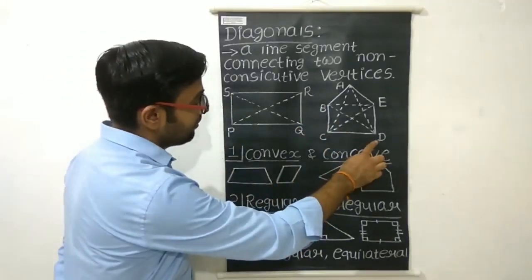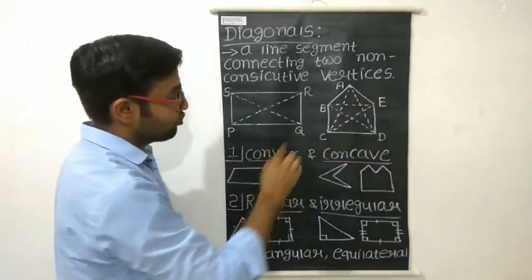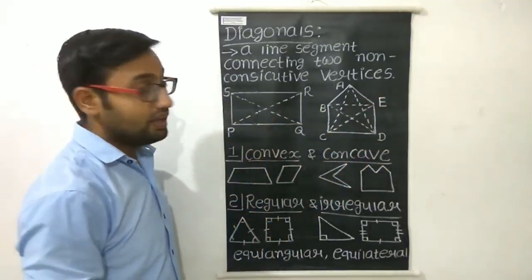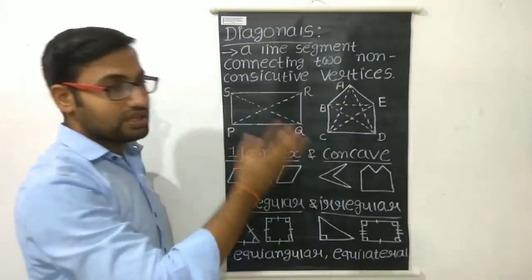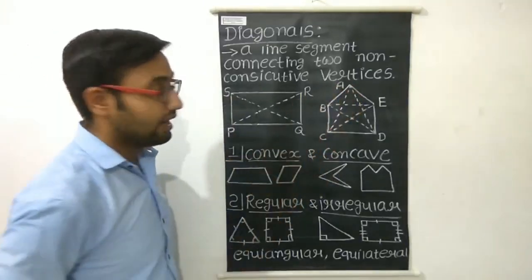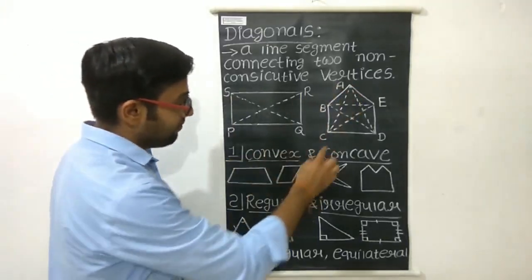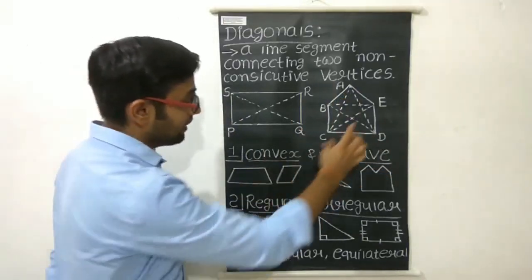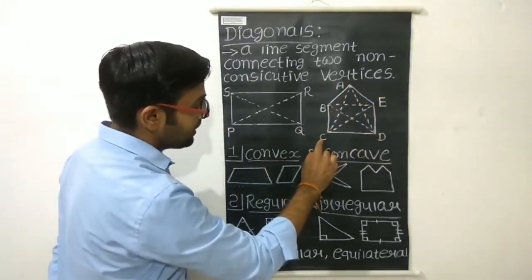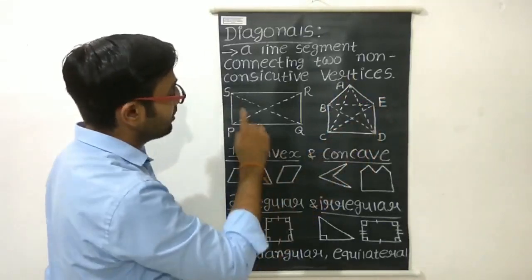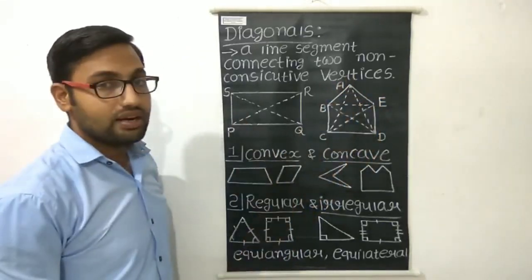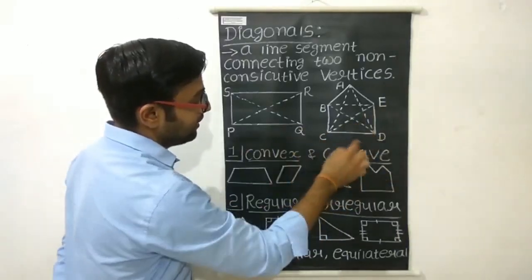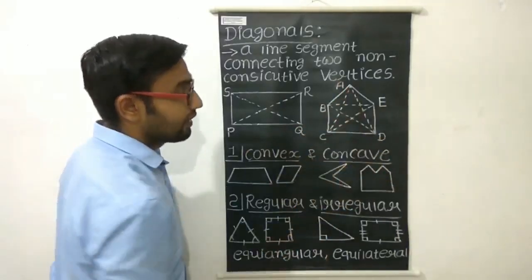In the same way, we can select E also. So by joining B and E, we get another diagonal BE. But we cannot select A again because B and A are consecutive. In the same way, if I select C, we cannot take B and D, but we can select E and A. So by joining CE, we get another diagonal. By joining C and A, we get another diagonal. If I select D, we cannot take C and E, so we can join BD and AD.